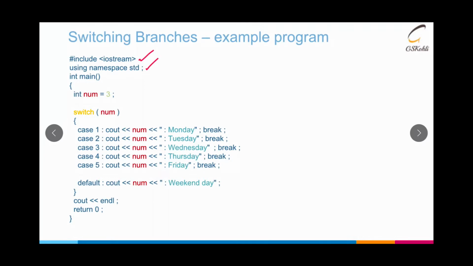Namespace std we can look at a bit later on, but basically it avoids the syntax, so it allows us to write a bit less. Otherwise, what we would have to do is write std colon colon and then cout, for example. So to avoid this whole concept, we write down using namespace std.